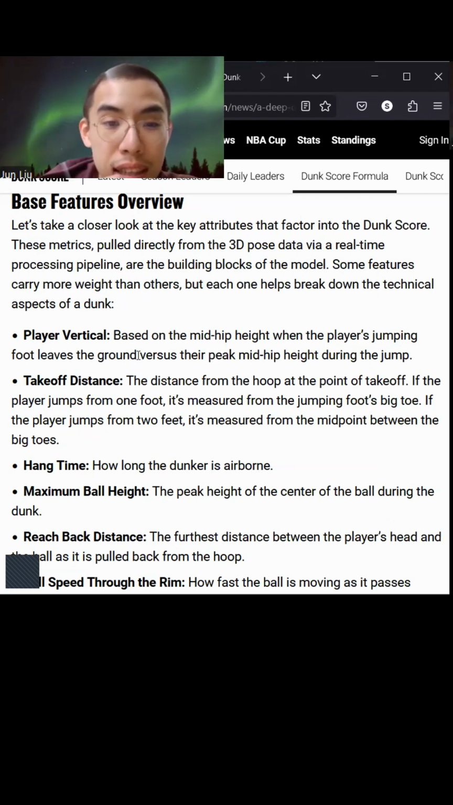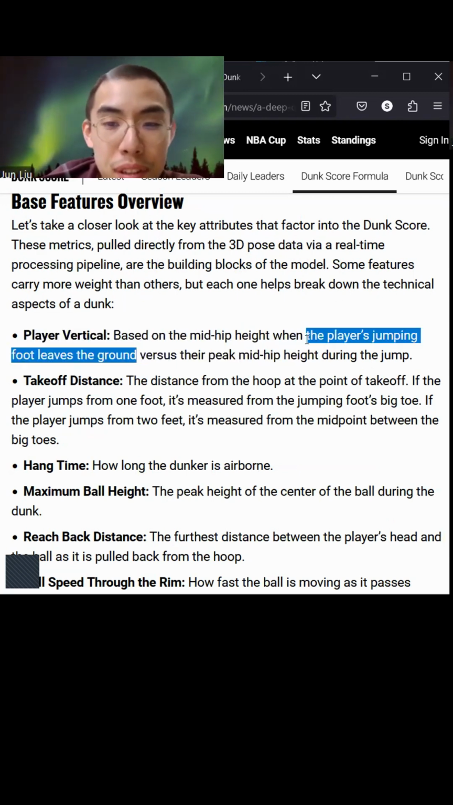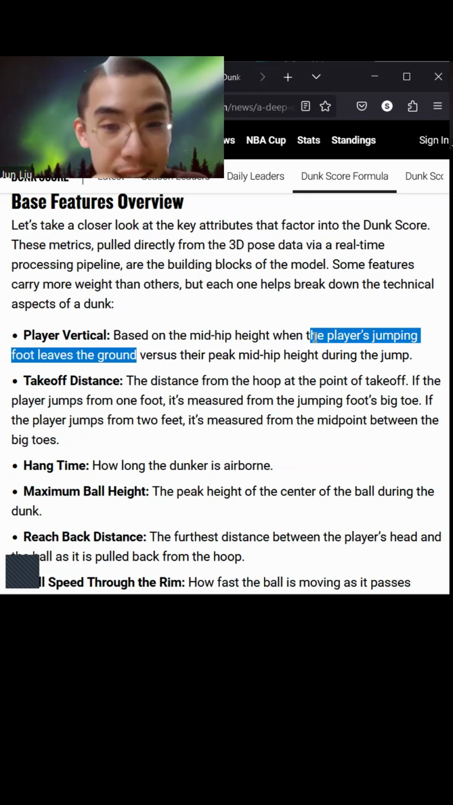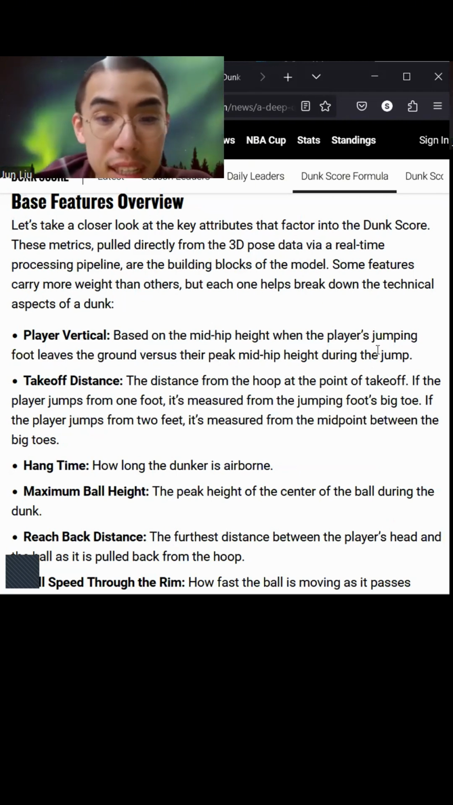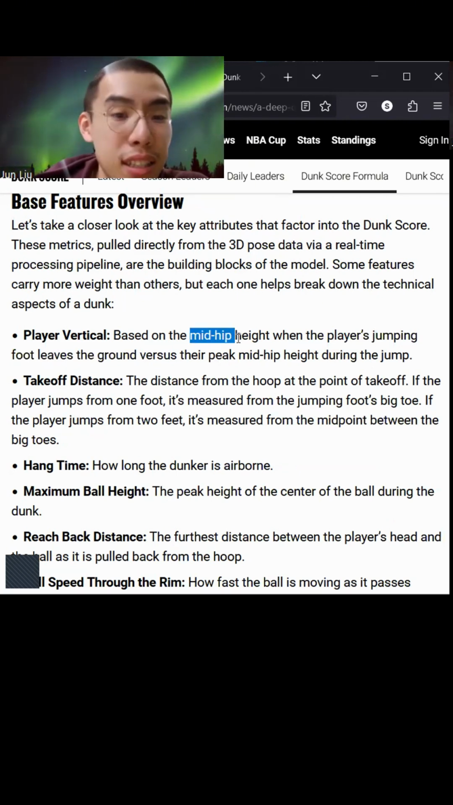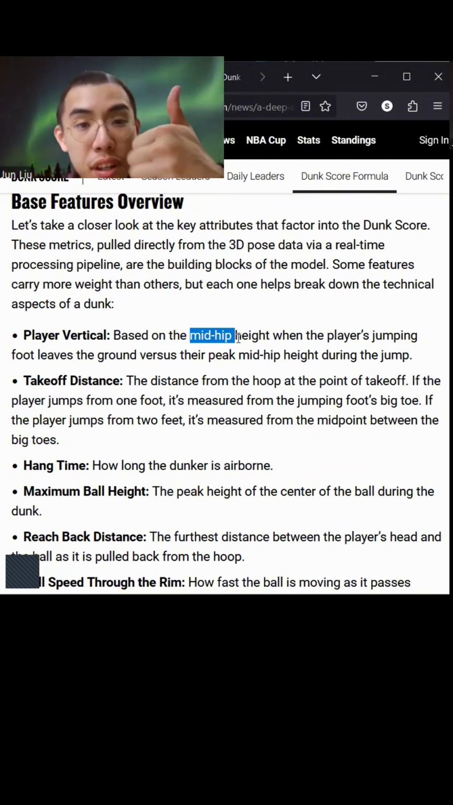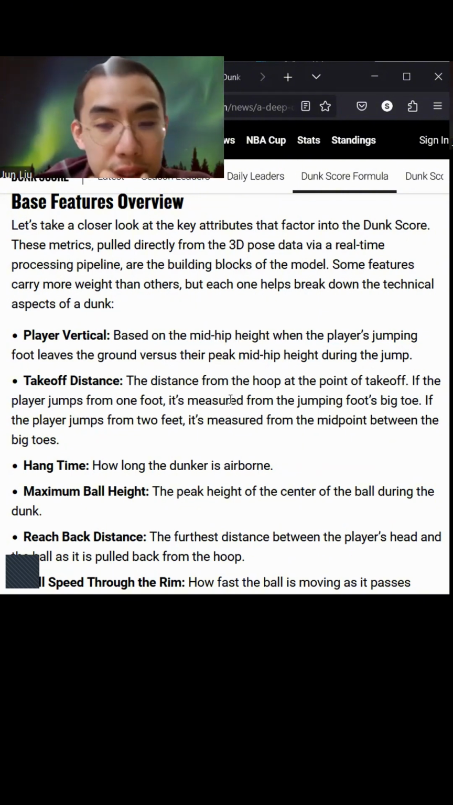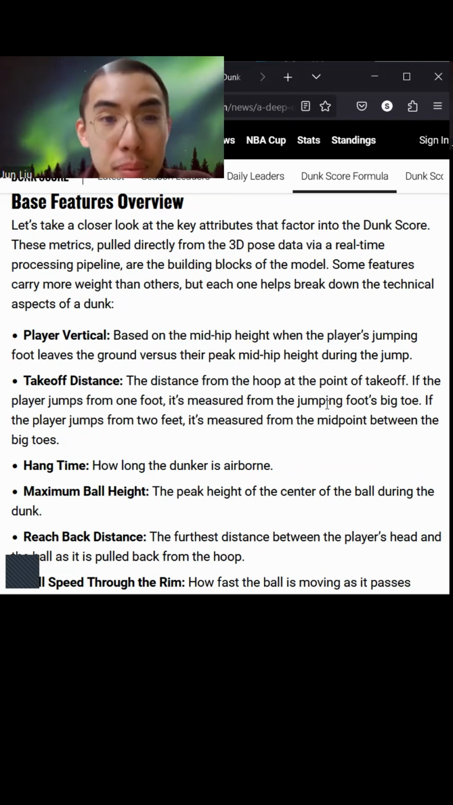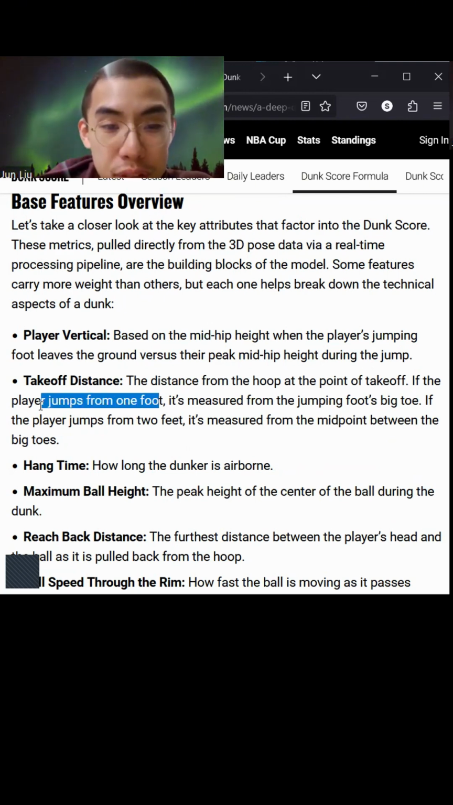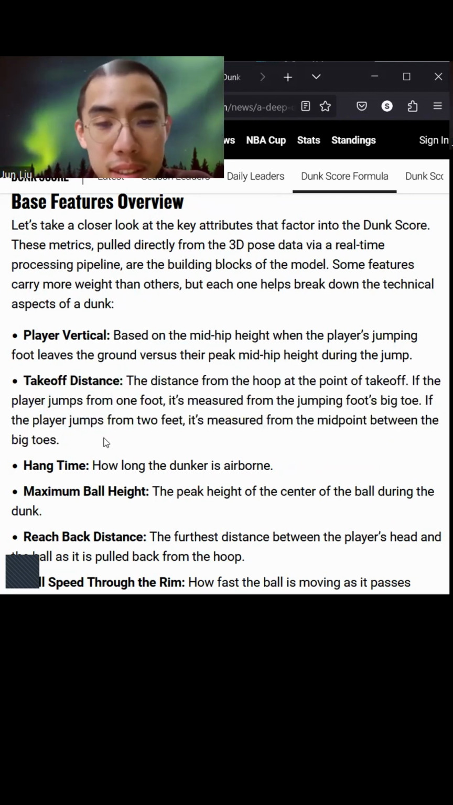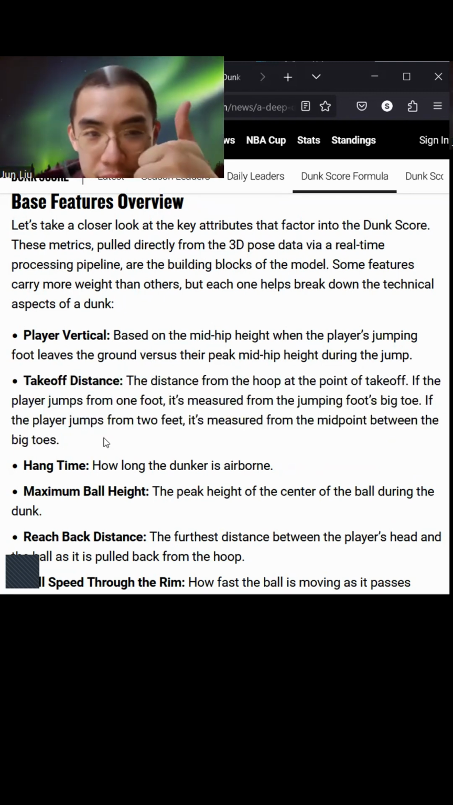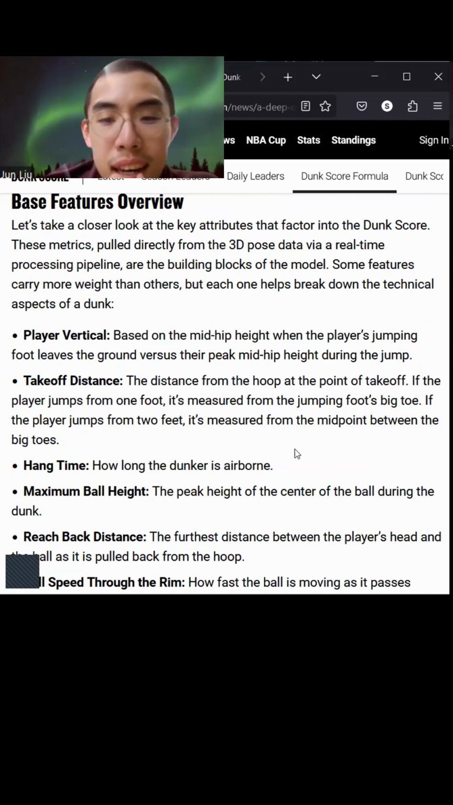So they even have an event, right? When the player's jumping foot leaves the ground, that's similar to how I'm calculating jump height. Don't know exactly, but this is one way to do it, and it's perfectly valid, especially using mid hip to estimate body center of mass position. Very good. And the takeoff distance, honestly, you need to be consistent, right? Account for people jumping from 1 foot and 2 feet. So you can already tell from this that whoever's doing this knows what the heck they're doing. Lovely. Thumbs up. I want your job.